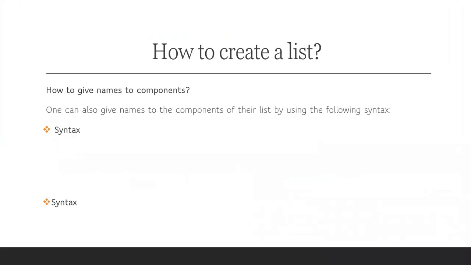How to give names to components. One can also give names to the components of the list by using the following syntax. So first of all, you have to use the list function, and then you have to pass the names, and then the component. Let's implement.